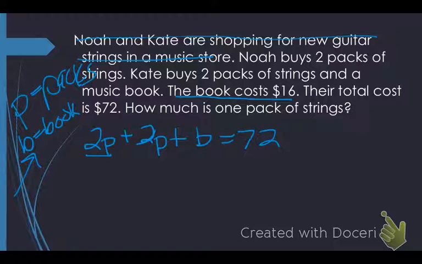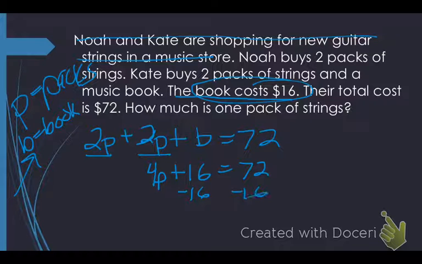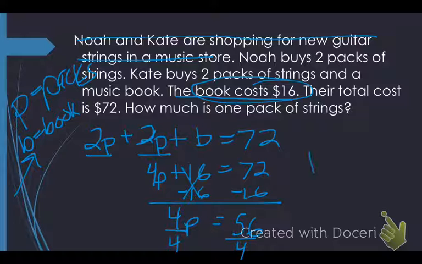The 2 packs of strings each is 4 total, plus the book cost of $16 equals 72, minus 16 from both sides. 4P is going to equal 56. And then I divide by 4 to determine that each pack of strings costs $14.